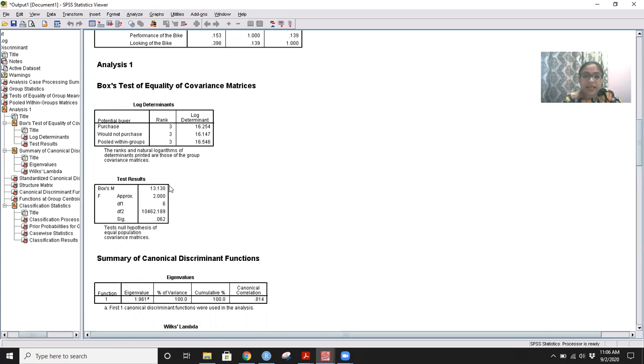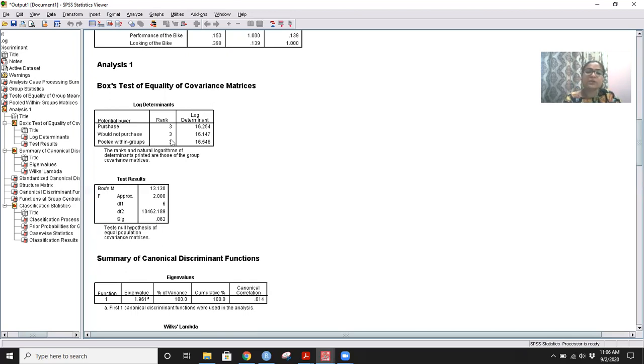So let's see in this Box's M, what is the p-value? The p-value is 0.062, which is greater than an alpha of 0.05. That means I'm not able to reject the null hypothesis, and that is something which is desirable also. So I can say that my assumption of equality of covariance matrices is met. Okay, so Box's test has allowed you to accept the null hypothesis, and in a way you're saying that the population covariance matrices in your data are equal.